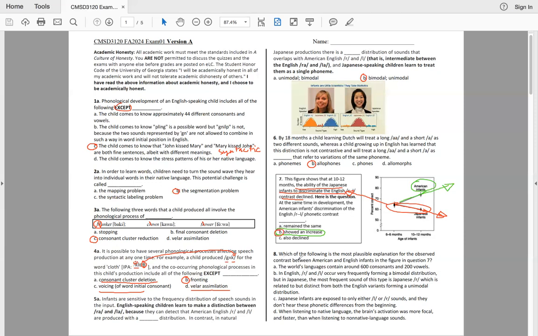Number 8, which of the following is the most possible explanation for the observed contrast between American English infants and Japanese infants in the figure in question 7? So the answer for number 8, in fact, can be found in here. So you will see, here there is a bimodal distribution, there is a unimodal distribution. So the answer is B.